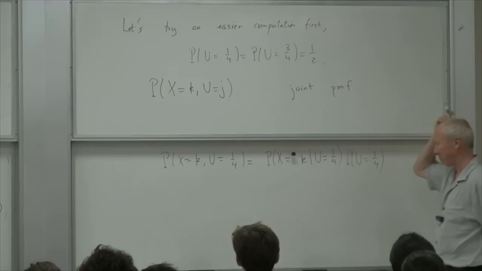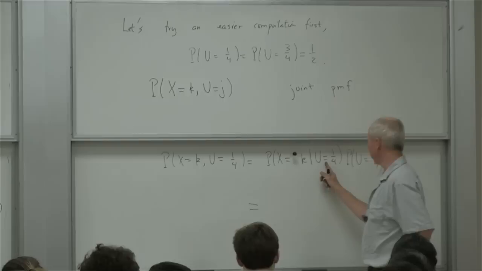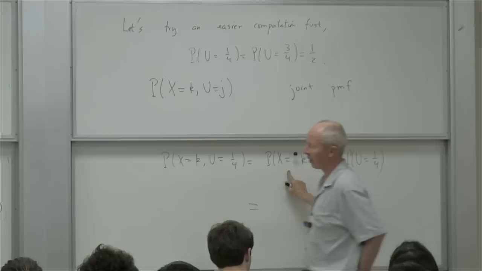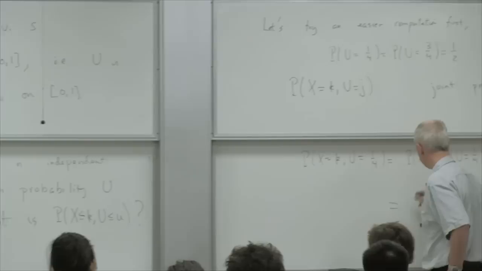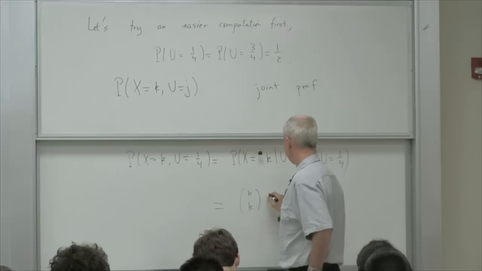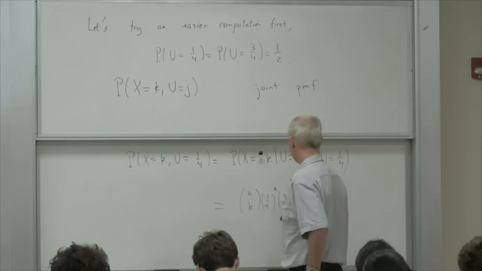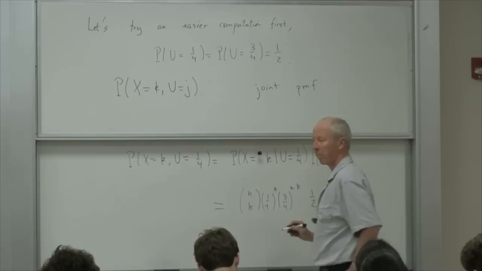So, given U is 1/4, what distribution does X have? Well, we do the same kind of thing. It's binomial with parameter 1/4. So this would be n choose k, 1/4 to the k, 3/4 to the n minus k, times 1/2. The half coming from here.